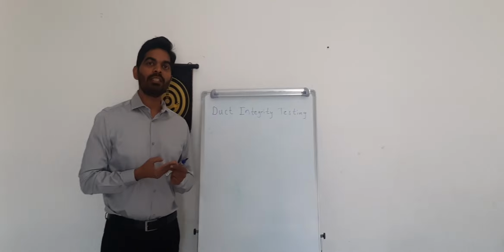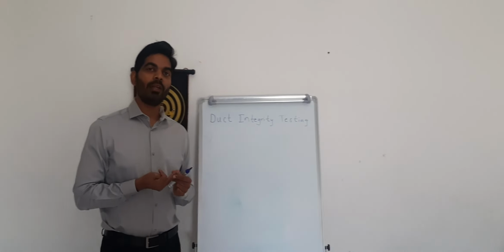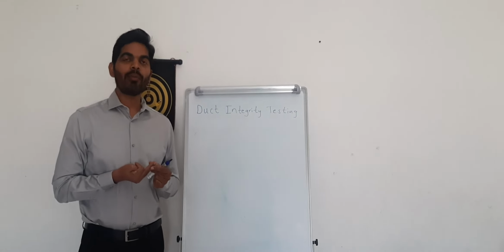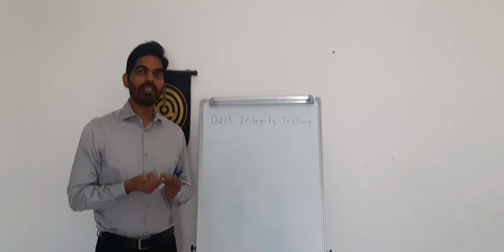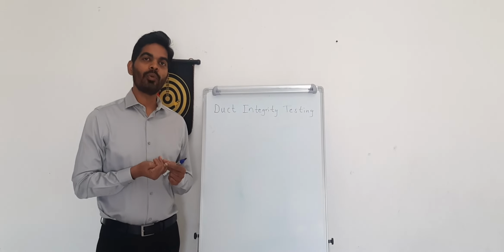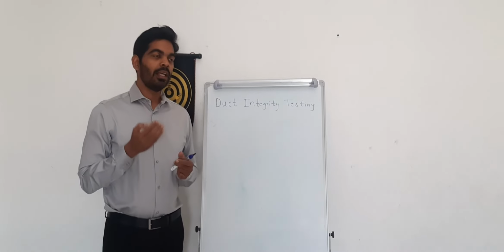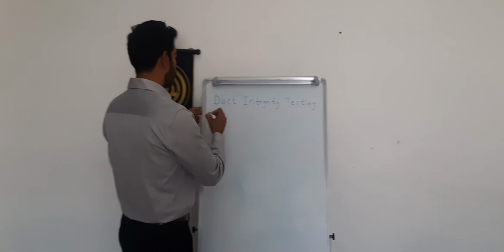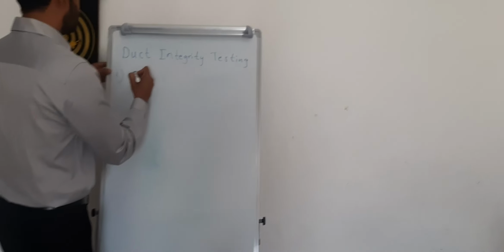The first one is the continuity test. The second one is a shuttle or a mandrel test. The third one is a sponge test, and the fourth one is the pressure test. Let us cover each one of them. So the first one is your continuity test.